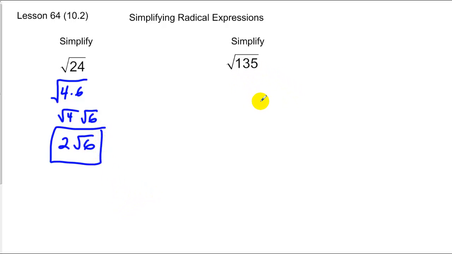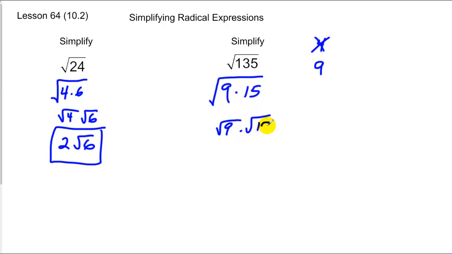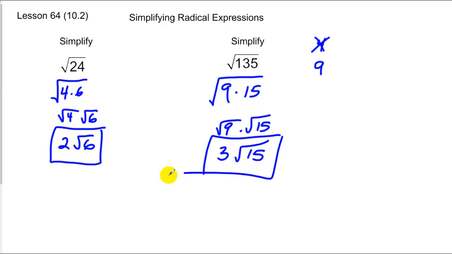I move over to the square root of 135, and I don't think 4 is going to go into 135. That's the first perfect square I check. I look at 9 and I find out that 9 actually goes into 135 15 times. And I can split that apart into the square root of 9 times the square root of 15. Square root of 9 is 3 times the square root of 15. There are no perfect square factors in 15, therefore this is simplified.